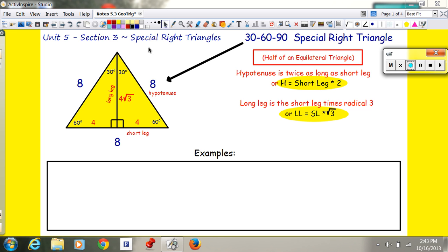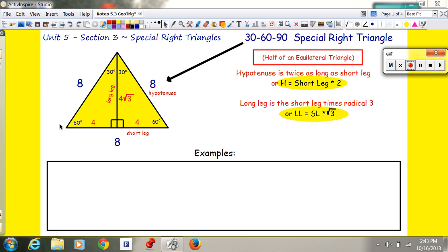This time we're going to be talking about special right triangles. And the first one we're going to talk about is a 30, 60, 90 special right triangle. They're special because the sides are in a proportion here, a 1 to 2 to 3 ratio. And it's also special because it's half of an equilateral triangle.